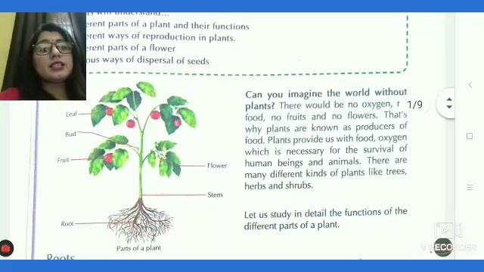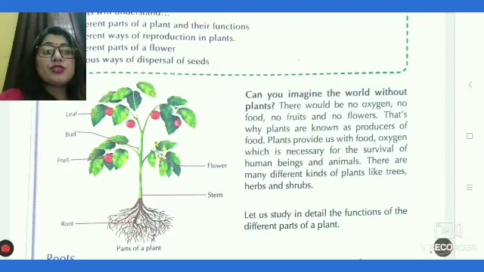So here you can see this is the picture of a plant which you have already drawn in your notebooks, and if you have not drawn, please draw it. Can you imagine the world without plants? आप imagine कर सकते हो कि world कैसा होगा without plants? There would be no oxygen, no food, no fruits and no flowers.